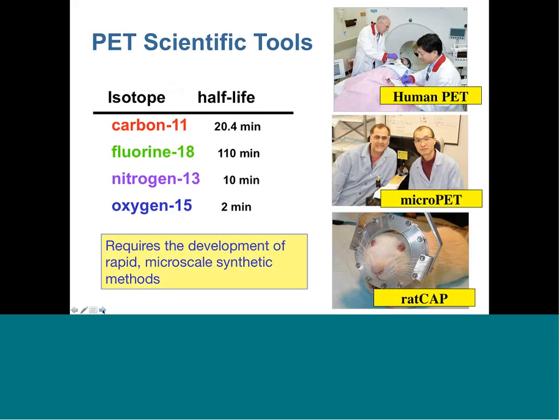You've probably heard of a PET scan. I'm going to tell you a little bit about how you get a PET scan. So there are human PET scanners shown in the top. There are now micro PET scanners that can be used to image small animals. And then at Brookhaven, we've developed what's called a RatCAP PET scanner that sits on the head of an awake behaving rat, so that you can study behavior and brain chemistry at the same time.